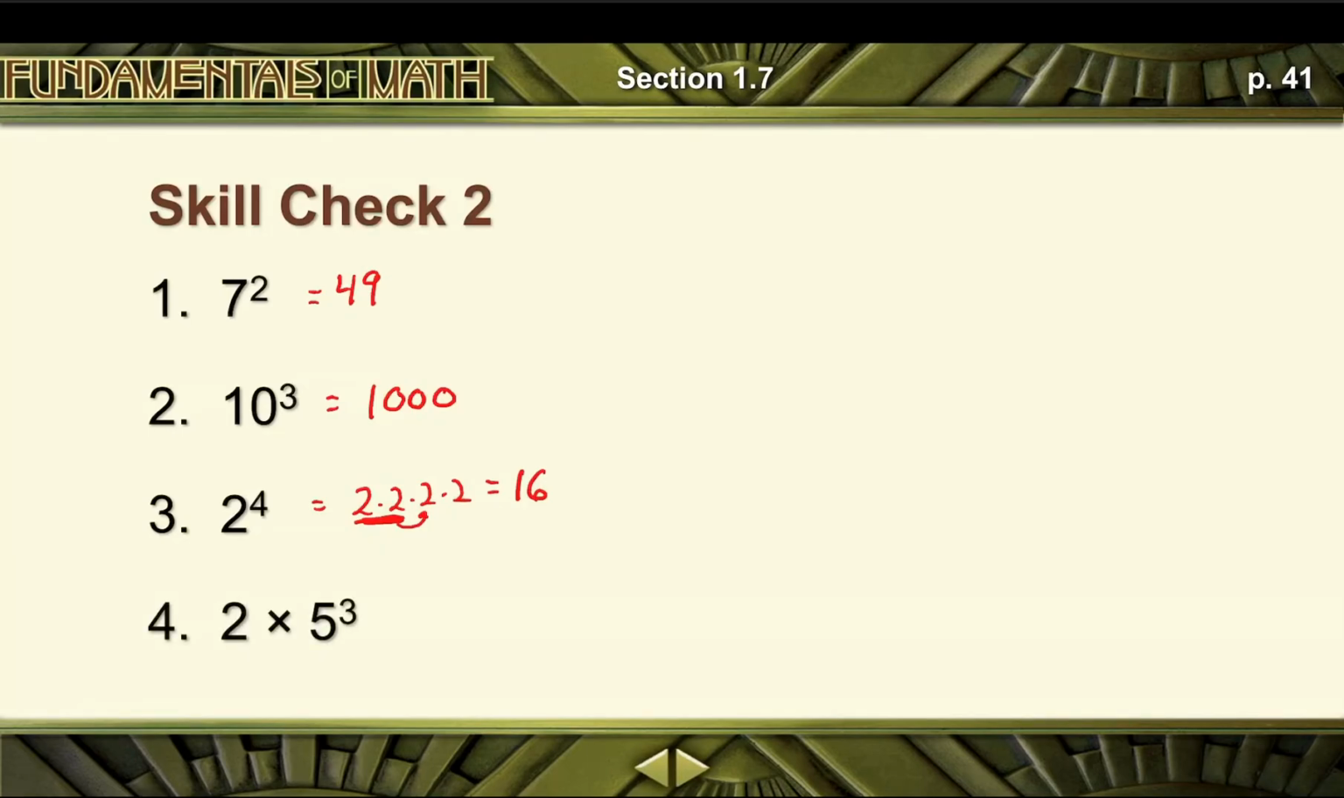And then the last one, 2 times 5 cubed. Now this one, we need to do the exponents first. So you have to be careful. Don't do 2 times 5 first and then cube your answer. You do 5 cubed first. So this is going to be 2 times 5 times 5 times 5. Well, the nice thing about this is, remember we can use the commutative property of multiplication. 2 times 5 is 10. And then 5 times 5 is 25. So just multiplying 25 times 10 is going to give us 250. And that is the section on exponents.